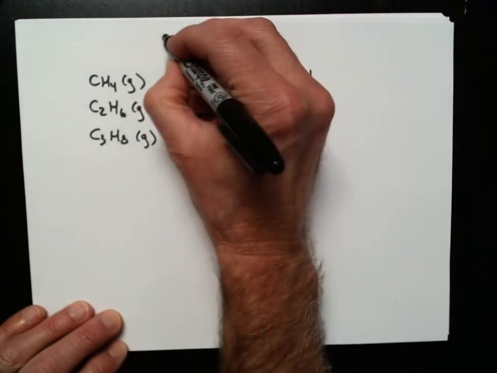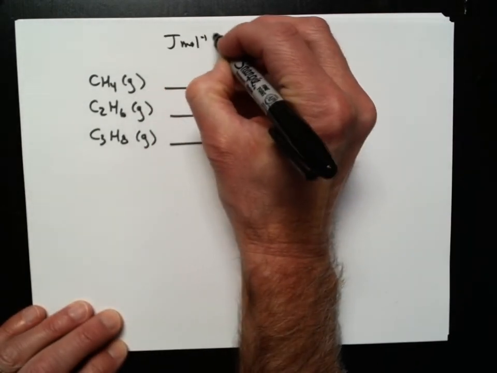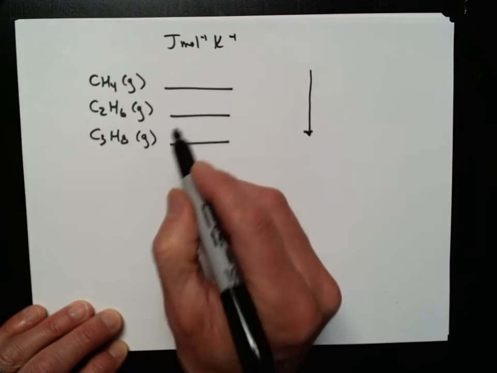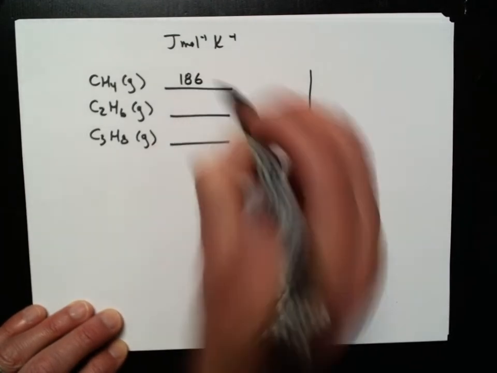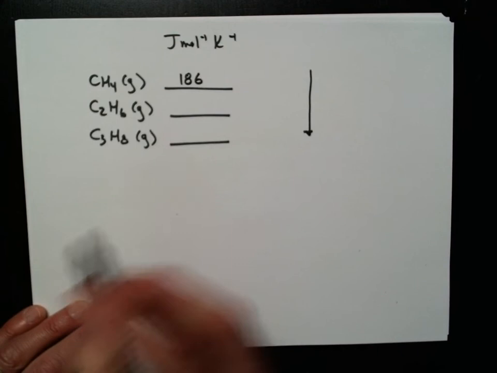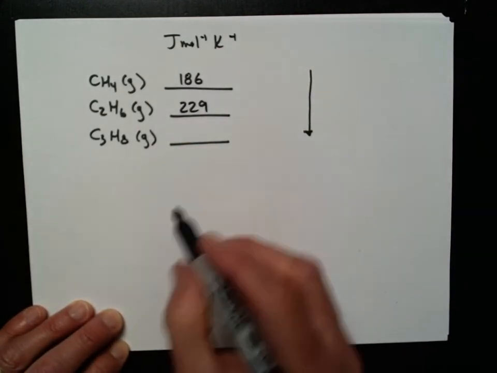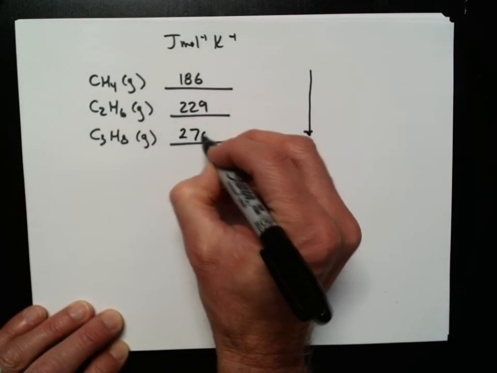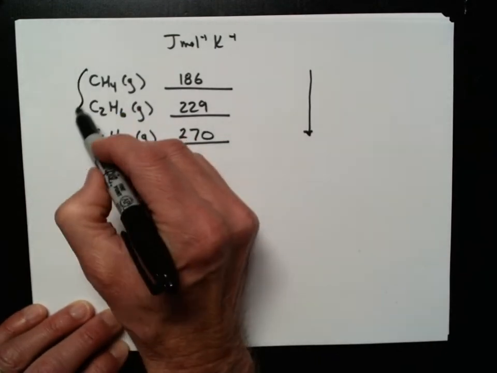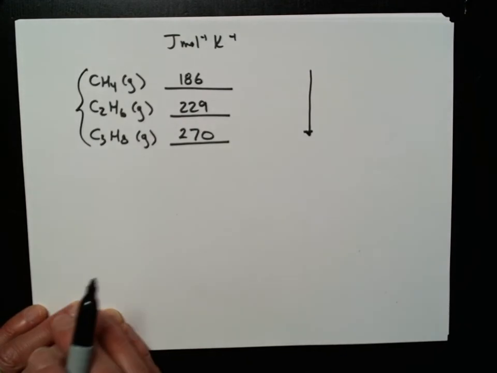These are all units of joules per mole per Kelvin. Well, it looks like methane is roughly 186 joules per mole per Kelvin, ethane is 229, and propane is 270. So we see as the molecules get larger, the entropy increases.